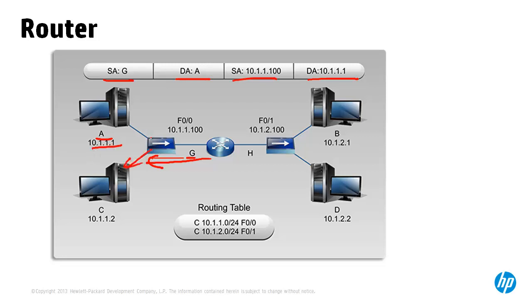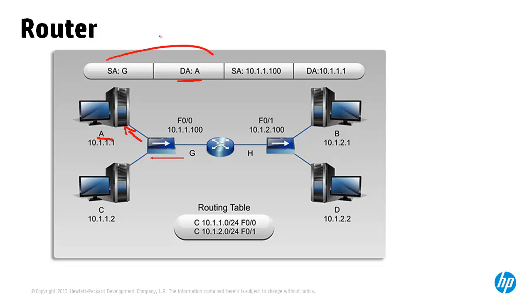The hub will once again flood that out of all ports. C will drop the frame because it's not destined to itself. Notice the destination MAC address is A, not C, so it'll drop the frame. And in this case, it's the NIC that drops the frame. A, upon receipt of the frame, will process the frame because the destination MAC address is itself.